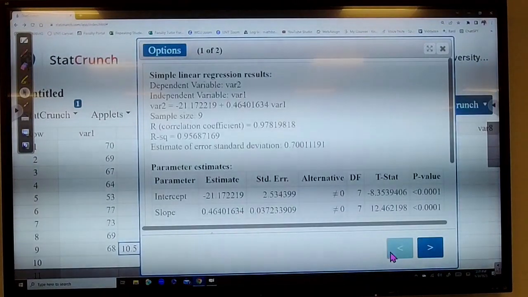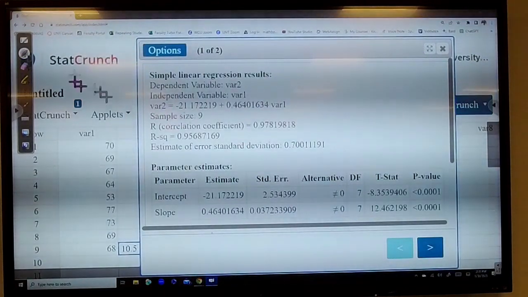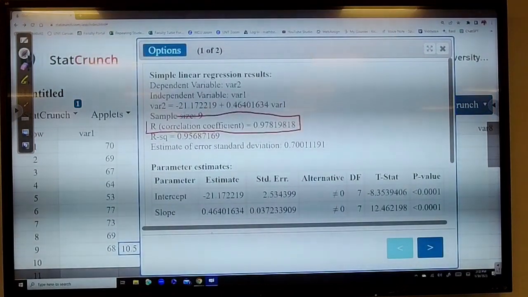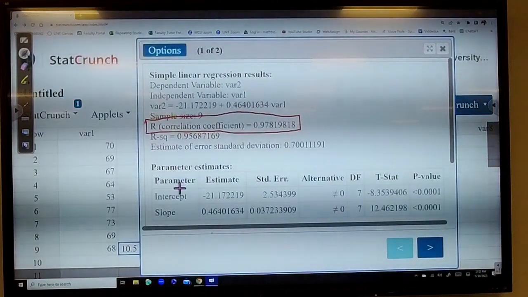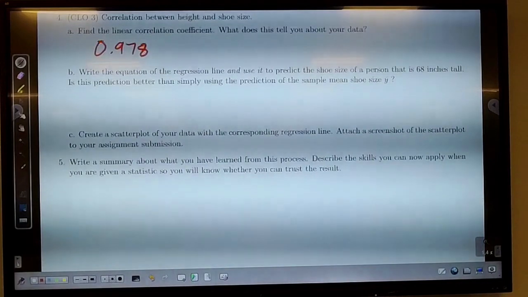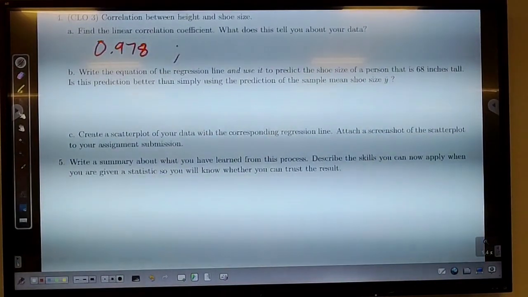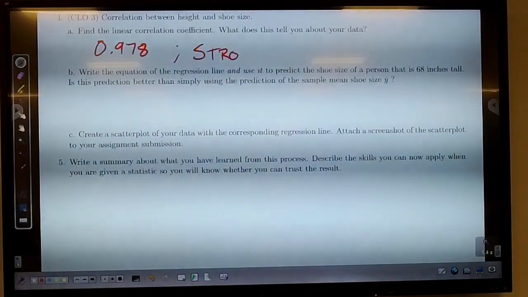The first question they asked me is, what is my correlation coefficient? That's this. 0.978. I'll do 3 digits. What does it tell me about the data? It tells me that there is a strong positive correlation.